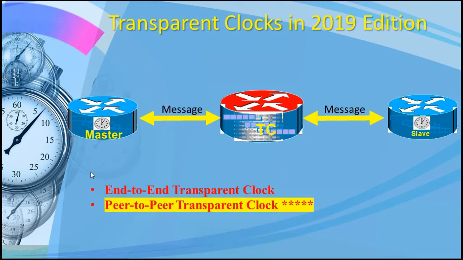The same thing applies in the 2019 version. Two types of transparent clock are defined. The first one is called end-to-end transparent clock. The second one is called peer-to-peer transparent clock. How the end-to-end transparent clock works, I created a separate video. You can check it on YouTube. And for this video, we are going to focus on the peer-to-peer transparent clock.